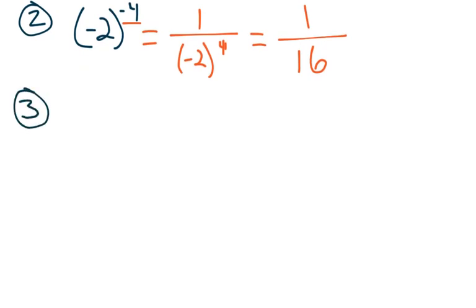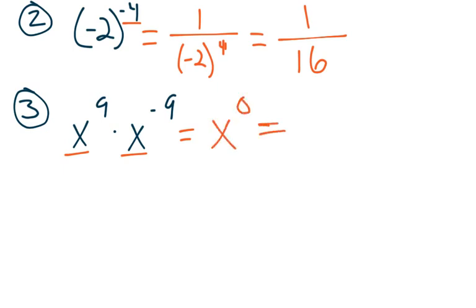Number 3, let's go with x to the 9th times x to the -9th. Okay, so we've got a couple different options here. What I see right away is I see a base that are the same. We're multiplying, so all we need to do is add the exponents together. 9 plus -9, well, that's pretty easy. That's 0. We can go farther with this one. Any number, any variable, anything to the 0 power is 1. We're going to assume that x is not 0.